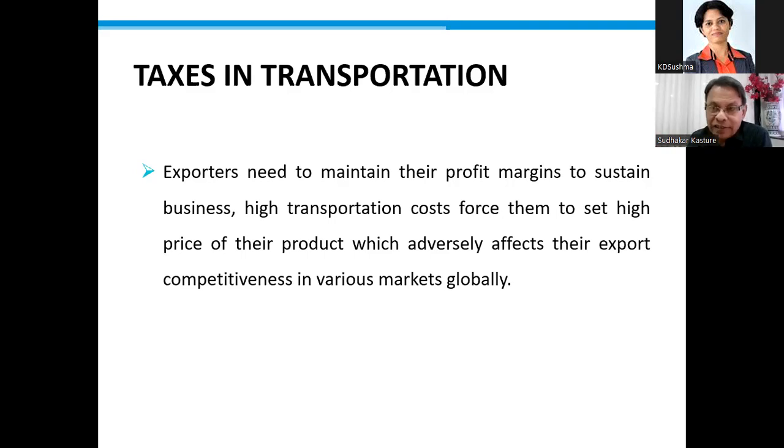Ultimately, cost matters. Nobody wants to do business for losses. Everybody wants to make money, everybody wants to earn profits, and legitimately, they should. That is how business will flourish. So taxes in transportation play a very important role. Going forward, understand this because this is critical information. Let me tell you.